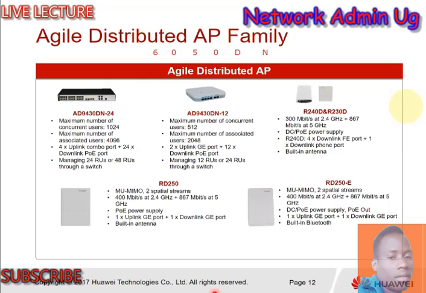So when you're making a choice of which access point to go for, you can choose whether indoor for the particular conditions, or you can choose to go for outdoor. If you really know what you are looking for, you can go for the Agile Distributed Access Points. So those are some of the products.